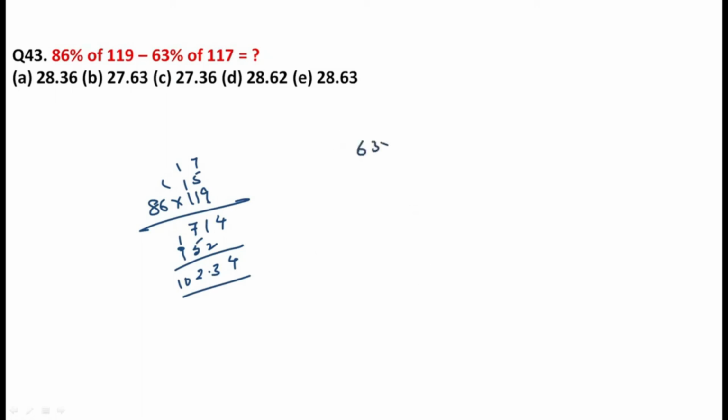Next value, 63 into 117. So 7 3s are 21. 3 ones are 3, 3 plus 2 is equal to 5, 3 ones are 3. And 6 7s are 42 here, 4 here, 6 ones are 6, 6 plus 4 is equal to 10, 6 ones are 6, 6 plus 1 is equal to 7. 1, 5 plus 2 is equal to 7, 3 is 7, 73.7.